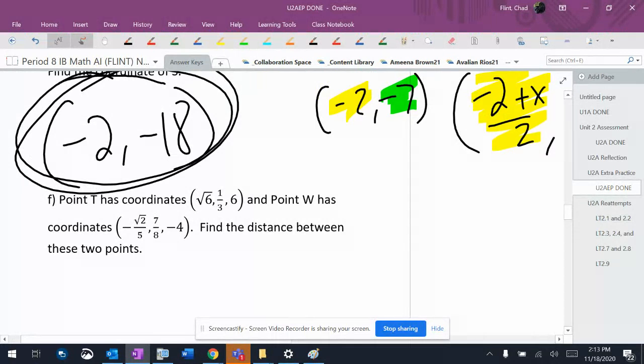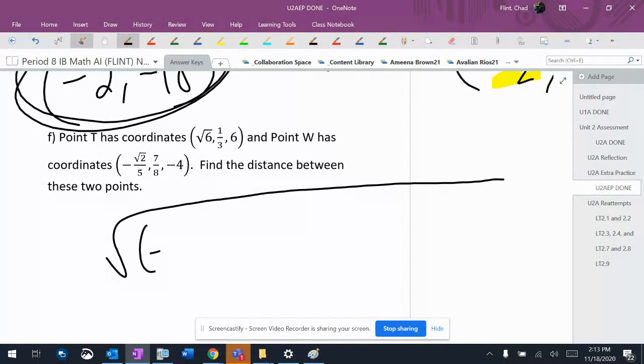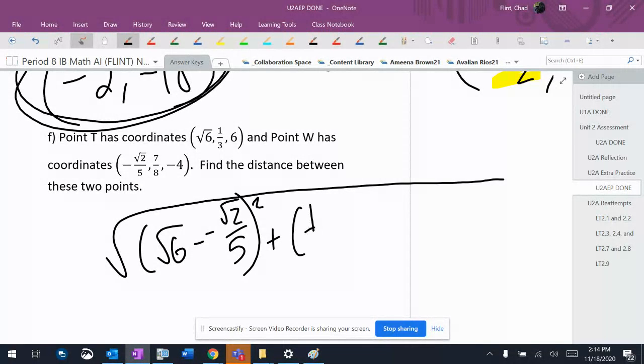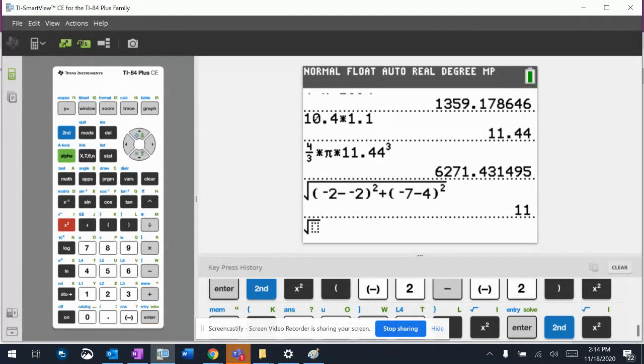All right, this last one is another distance question. Distance when you have three coordinates is the same deal as if you have two. You just have to put all three of them there. So the square root of (-6 - -2/5) squared. It doesn't matter how complex the coordinates are, it still works the same. Then (1/3 - 7/8) squared + (6 - -4) squared. So that whole thing has to go in the calculator. I have to be super careful when I do this, so I make sure that I get it all in there correctly.